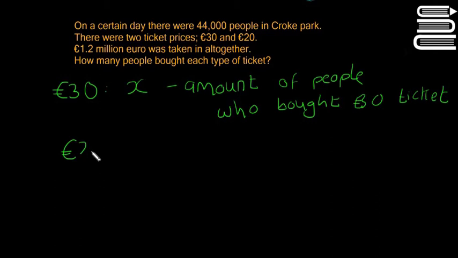That means, guess what we're going to pick for our second variable, it's going to be y. Okay, so you're always just generally going to use x and y. They're the easiest ones. I'm just going to do these lines here, except it's going to be the €20 ticket. So the amount of people who bought the €20 ticket is represented by y.